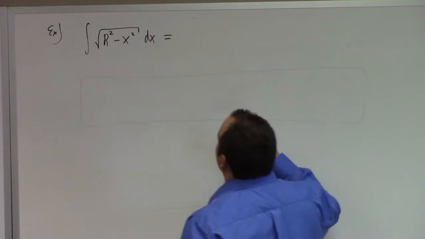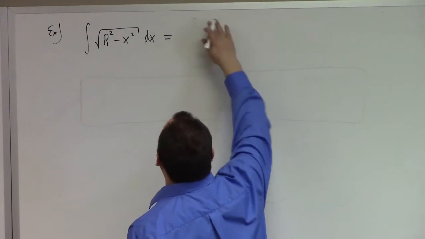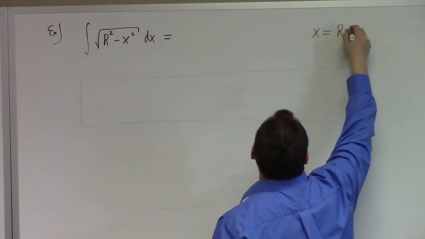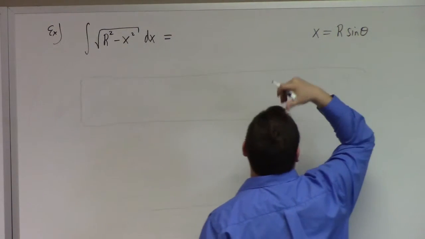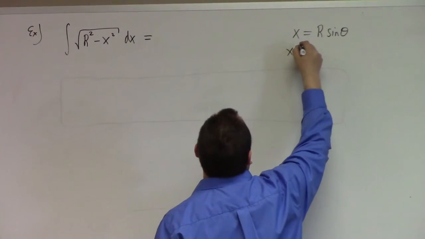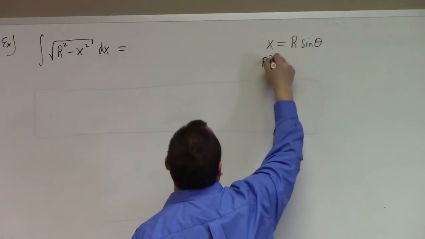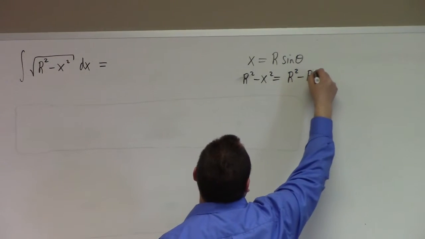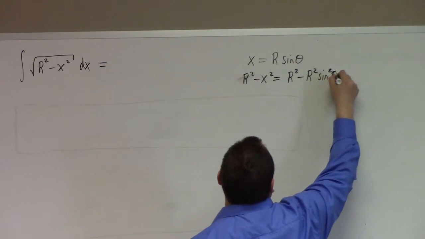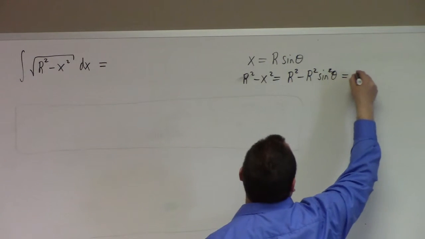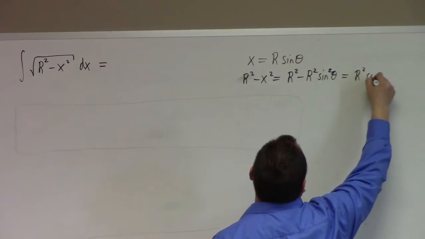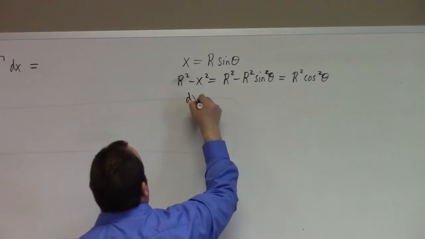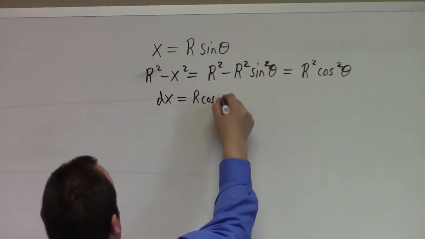Factor out an r? Well, you could go that way, but I'm not going to go that way. What I'm going to do is let x equal r sine theta. And so doing that, I get r squared minus x squared is equal to r squared minus r squared sine squared theta. Of course, I can factor out the r squared, and I get what? I get r squared cosine squared theta. And I get dx, of course, is r cosine theta d theta.